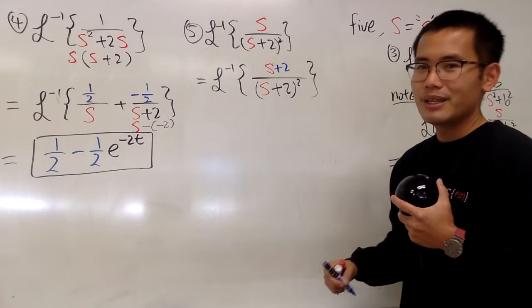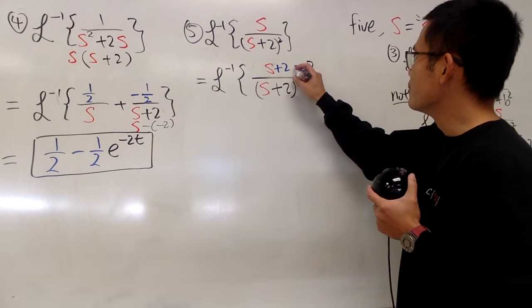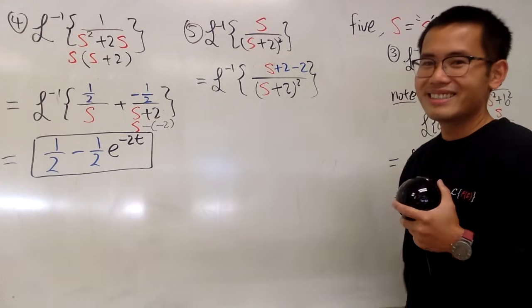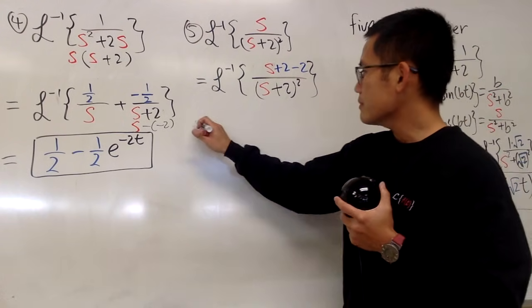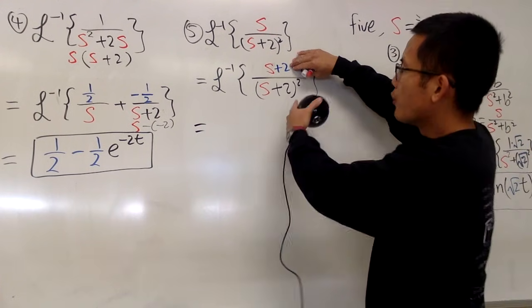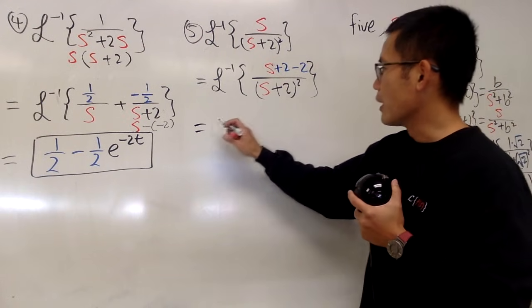I can just add 2 to it. But that changed the whole thing. That's no good. But don't worry, as long as you remember to minus 2, it's okay, because they are equivalent. Now, check this out. Again, we'll break this apart. Look at this over that. This and that will cancel. So we actually just have the following.